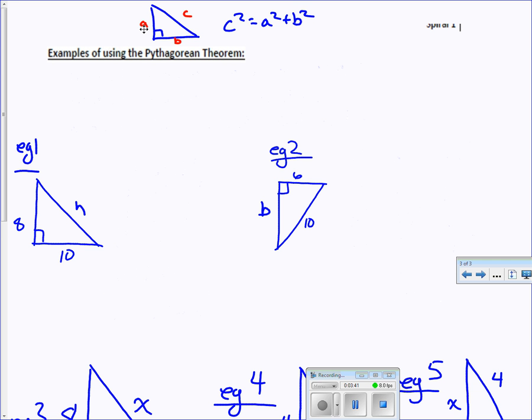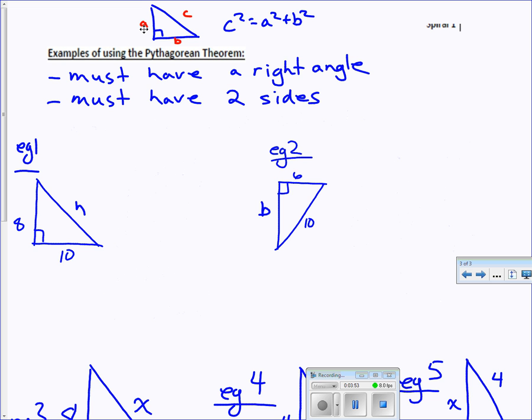Now, I want you to write these three main ideas down. When you have the Pythagorean theorem, you must have a right triangle. So remember, you have to have a 90-degree angle in one of the corners. You must have two sides in order to find the other side. And then basically all we're looking for is to just find the third side. So let's take a look at example 1 here.